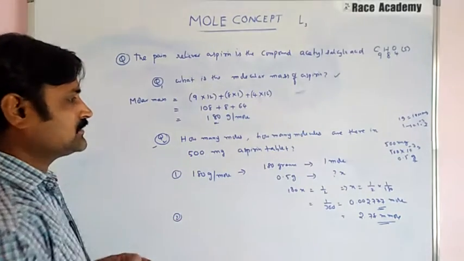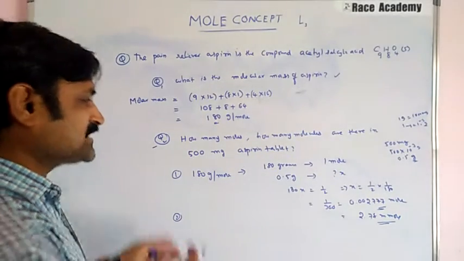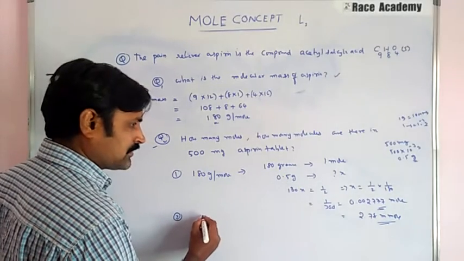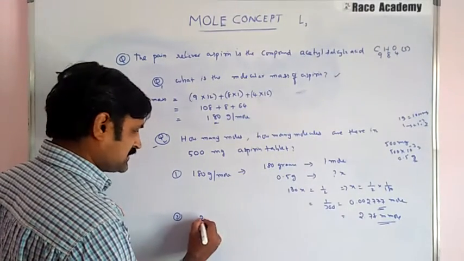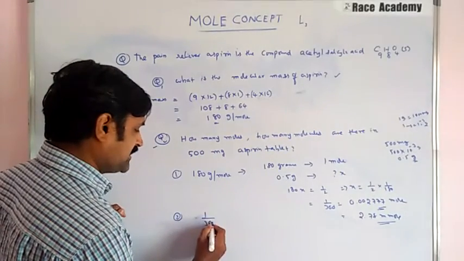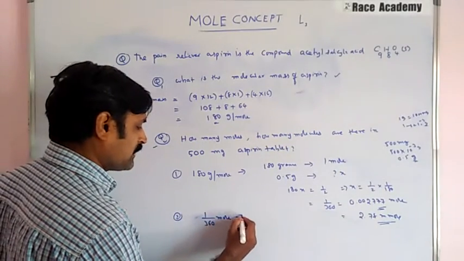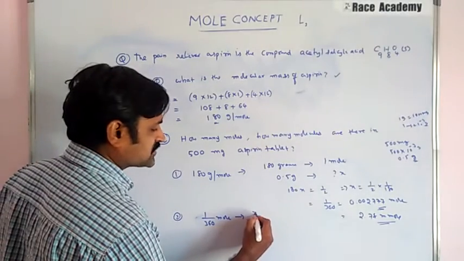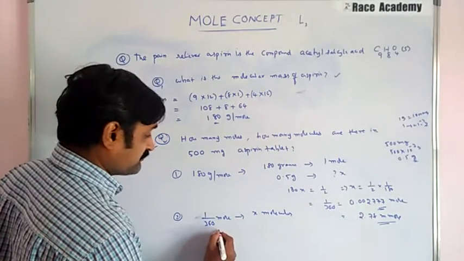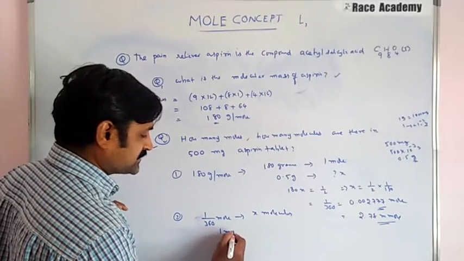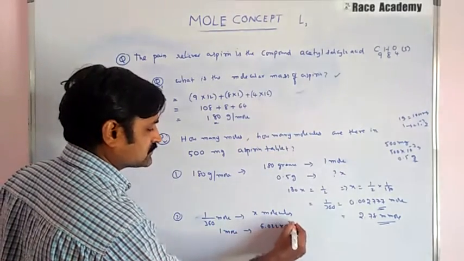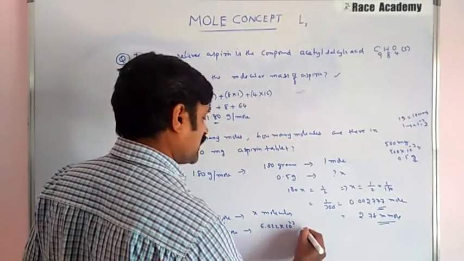Coming to the second one. How many molecules are there in this? See, we have already understood the number of moles. The number of moles is 1 by 360 moles. 1 by 360 moles contains, suppose, x molecules, but we know that 1 mole contains Avogadro number of molecules. So you can calculate what x is from it.